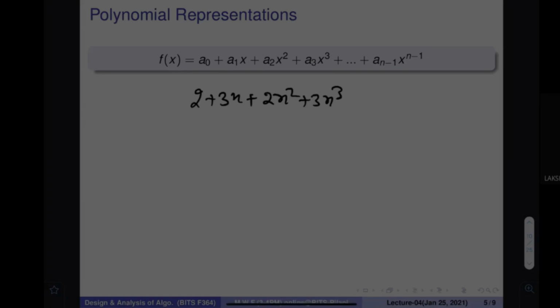So how can you represent this polynomial? What do I mean by representation? In the computer science domain, we have to put things into the computer. Now, how would you like to put this into the computer?